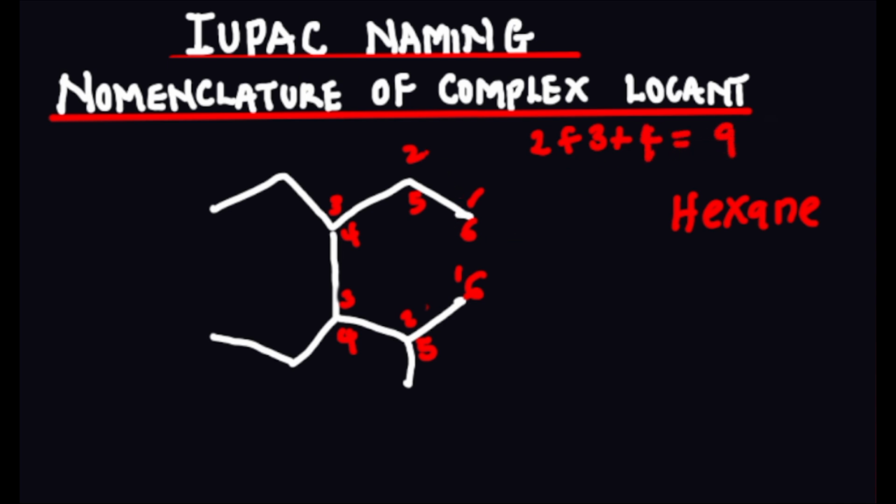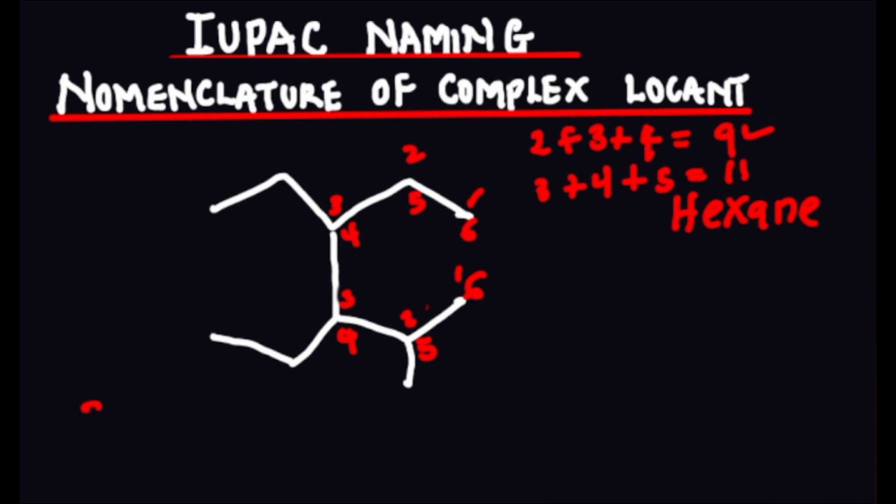Then let's consider another one. Counting from here, we're going to have 3 plus 4 again, then plus 5. This is actually 11. So 9 is actually making sense for us to consider. So if you count like this, on position 2 we're having a methyl group. And then on position 3, we're having an ethyl group. Then on position 4, we're having another ethyl group.